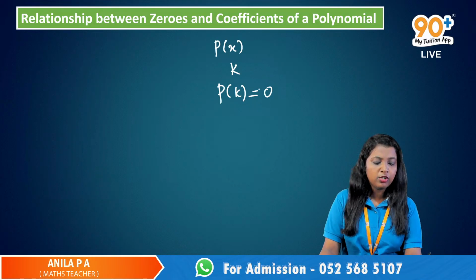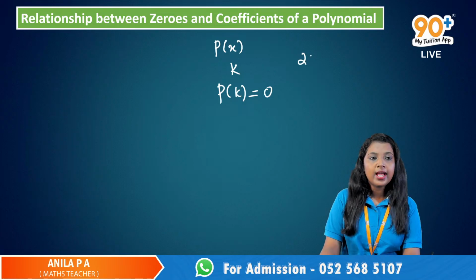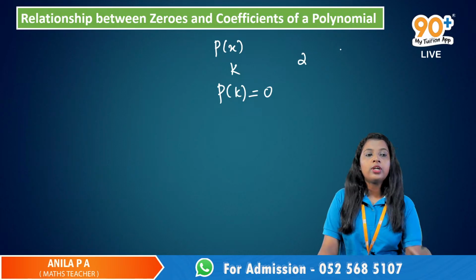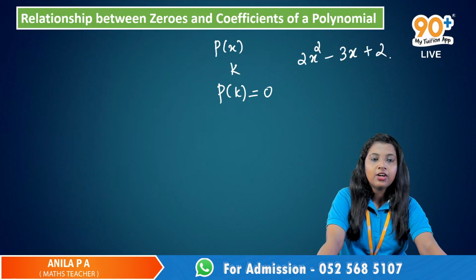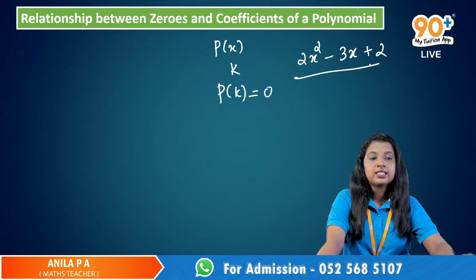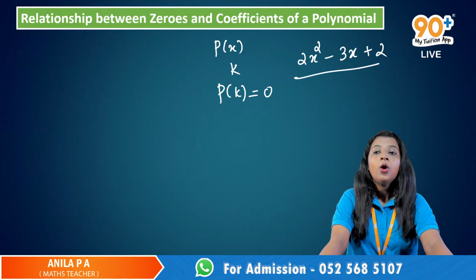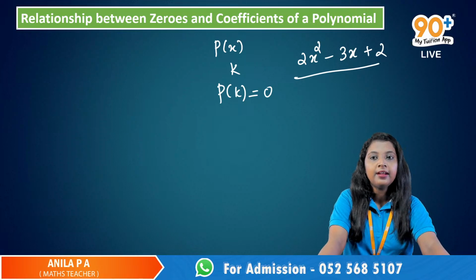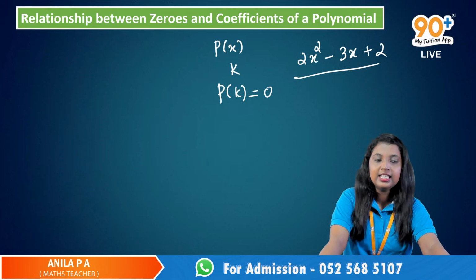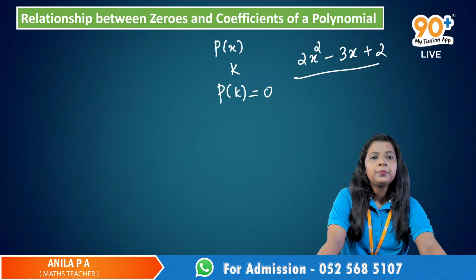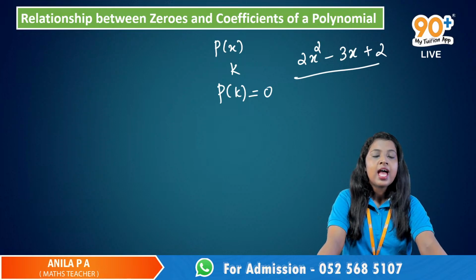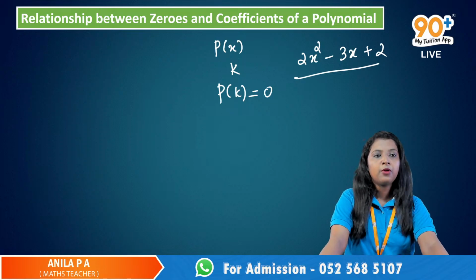Suppose we have a polynomial 2x squared minus 3x plus 2. What is the coefficient of x squared here? It is 2. So here we have some relationship between the zeros and coefficients of any polynomial.